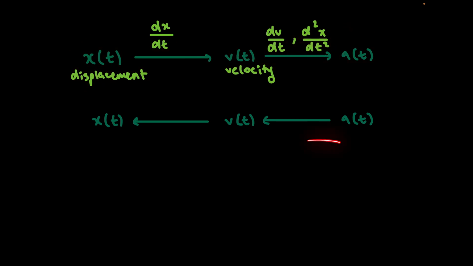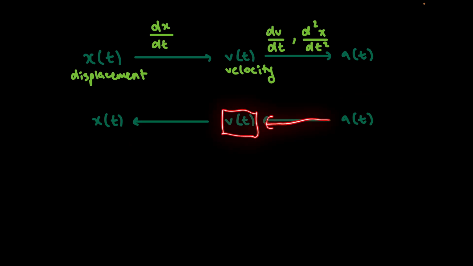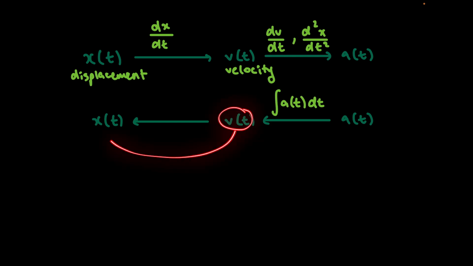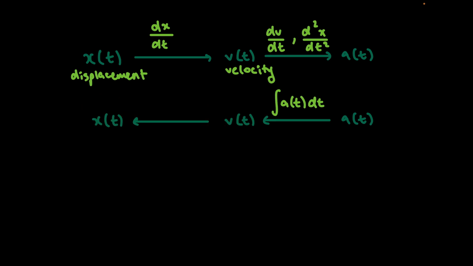Now let's suppose you want to go backwards, the other way. Let's say I'm given my acceleration, but now I want to work out my velocity. What I can do instead is simply anti-differentiate, or just integrate, my acceleration. If I integrate my acceleration function with respect to time, I will get velocity. I can do the same thing with velocity to go backwards to displacement: I integrate my velocity function with respect to time, and I simply get the displacement function.